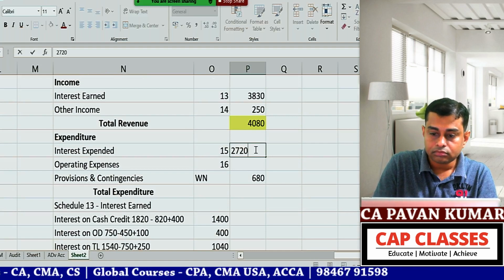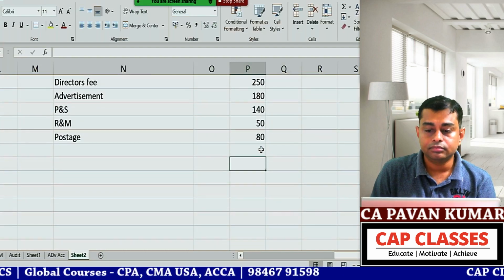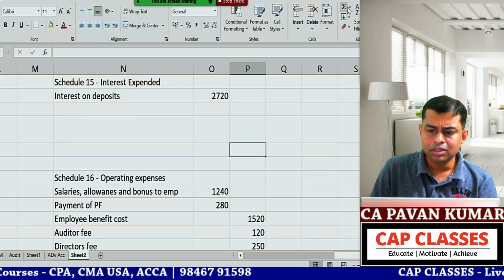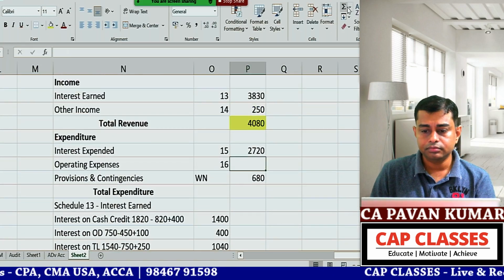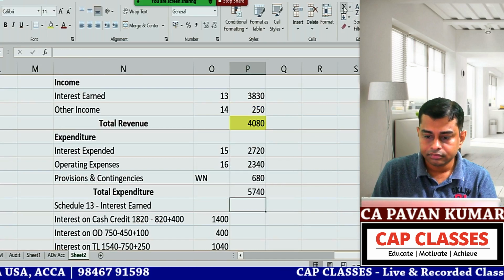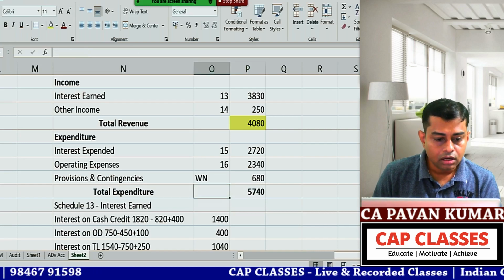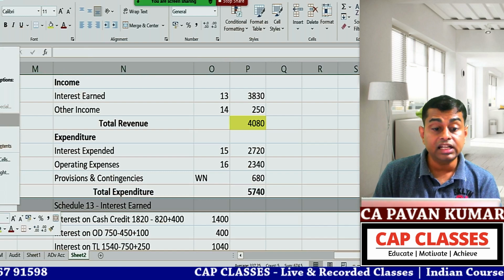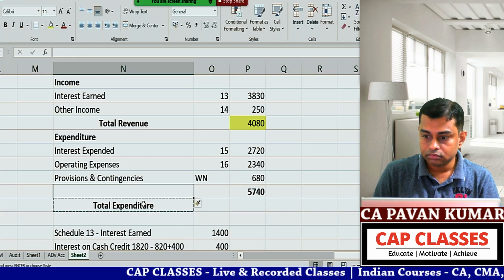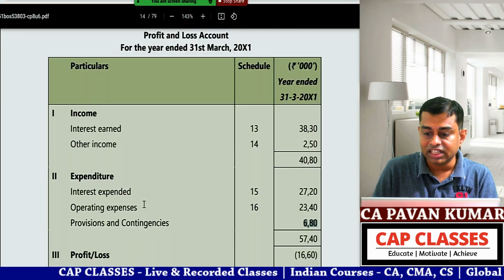Correct, ma'am? Yes, sir. Then operating expenses 16. Is it 2340? Yes, sir. 2340. So add this. 9740. Then what is the difference? It is loss. Bank is incurring loss. 1660, sir. Loss. Okay. So shall we say this is loss?